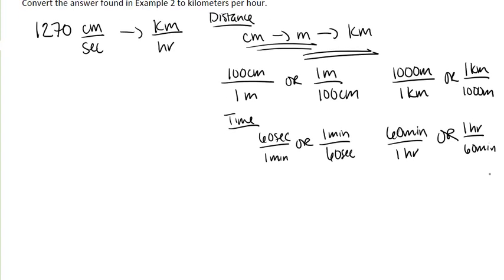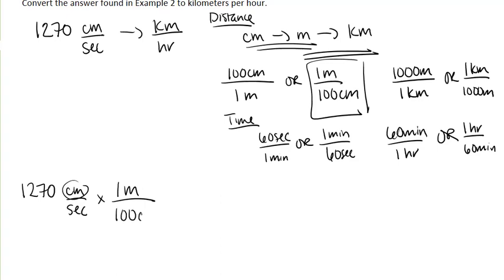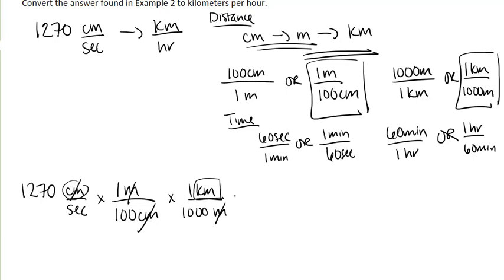So now that we kind of have all this, let's start writing this all out. So we have 1,270 centimeters per second, and we're going to need to multiply, and we need to get rid of the centimeters. So we're going to go ahead and use this one. So we got 1 meter over 100 centimeters. Centimeters cross out. Now let's get rid of meters. So we're going to go ahead and use this one. So we have 1 kilometer over 1,000 meters. This gets rid of meters, and then we're left with kilometers, which is what we want.